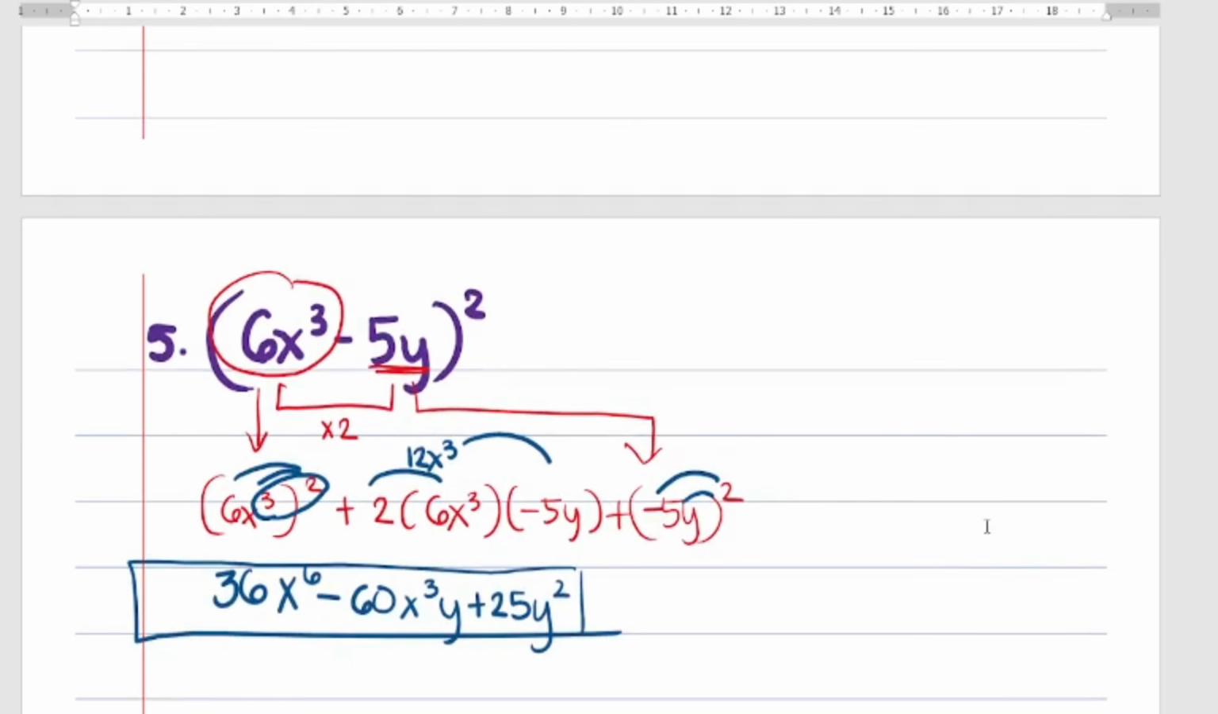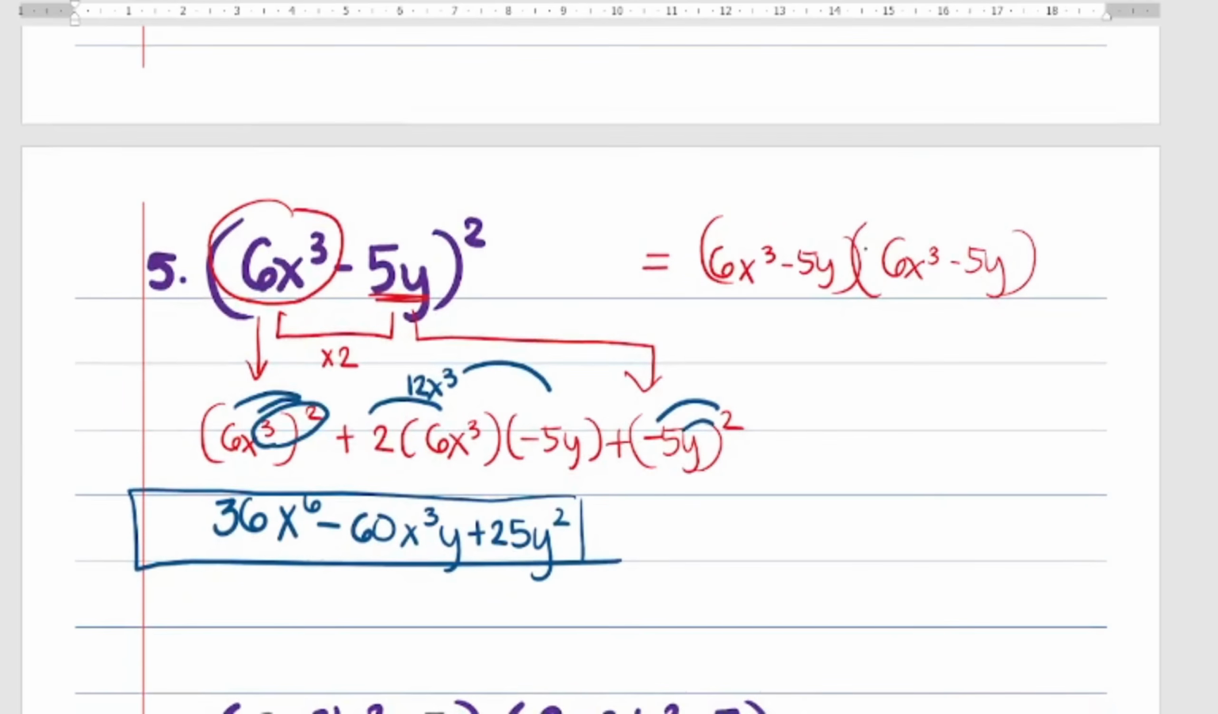If you don't want to use the pattern, you could expand this anyway. Another way of solving is just using the FOIL method or the distributive property. So this one could be expanded as 6x cubed minus 5y times 6x cubed minus 5y. You may use the FOIL method, the box method, or the distributive property, whichever is more convenient for you. Let's try to use the box method.